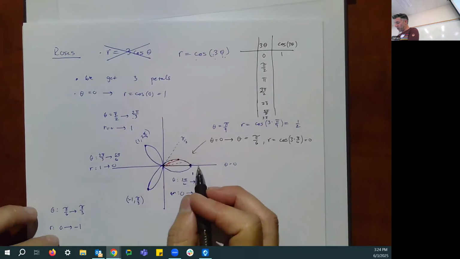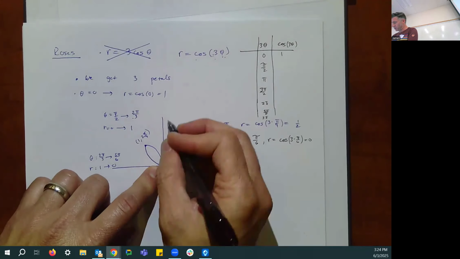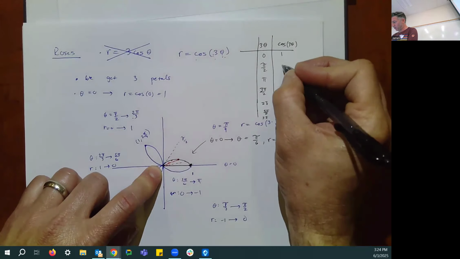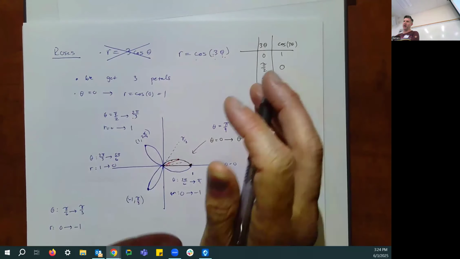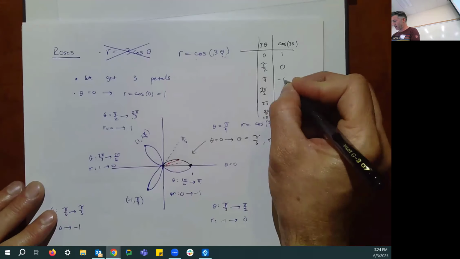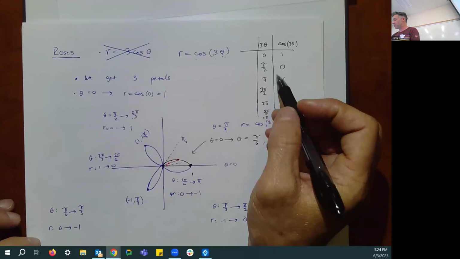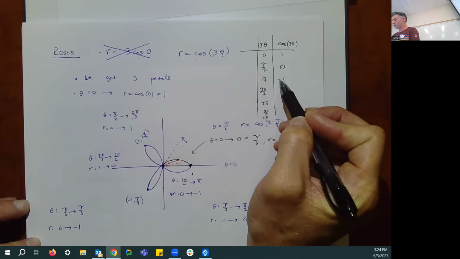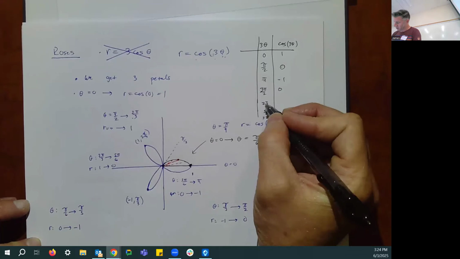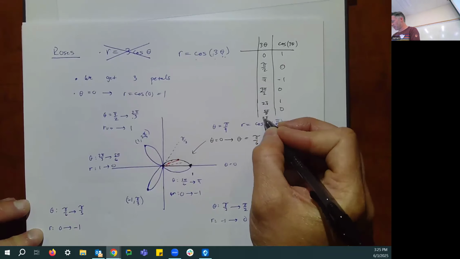So at the angle of 0, cosine is 1. At pi over 2, cosine of 3 pi over 2 is 0. Well, again, that's not really my angle, that's the value. Cosine of pi over 2 is 0. Cosine of pi is -1. Cosine of 3 pi over 2 is 0. Cosine of 2 pi is 1. Cosine of 5 pi over 2 is 0. Cosine of 3 pi is -1.